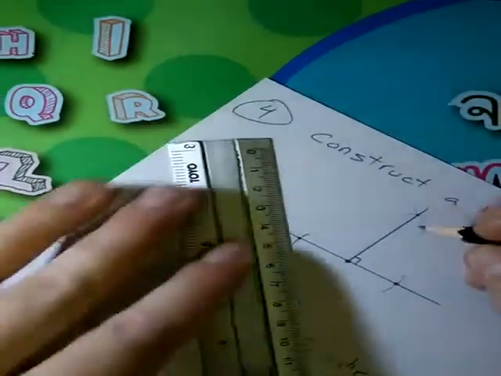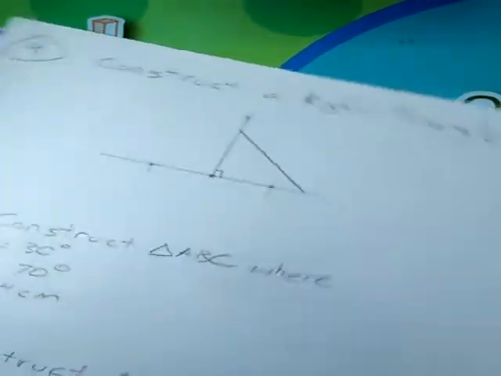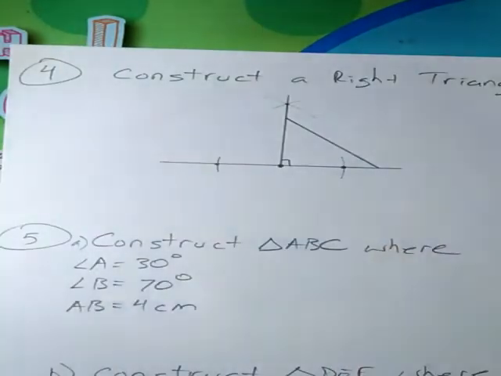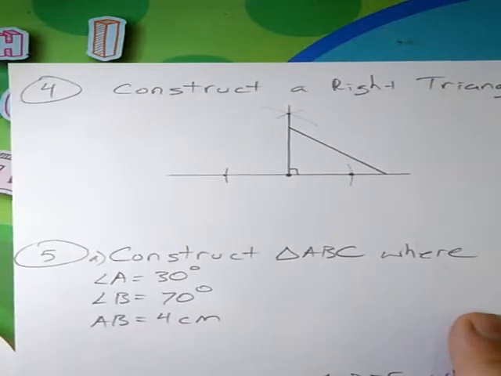And for a right triangle, I can just choose any point that I want and draw a line there, and that is a right triangle, if it doesn't specify any side lengths or any other angles. Okay.